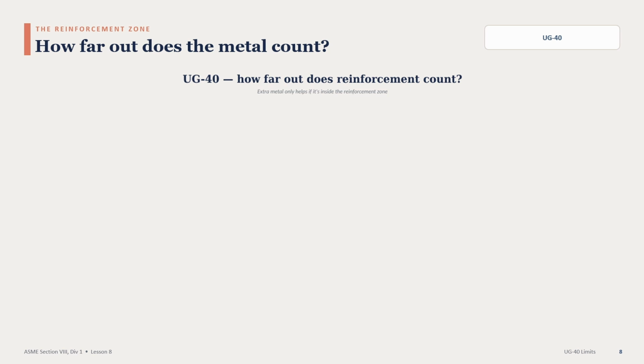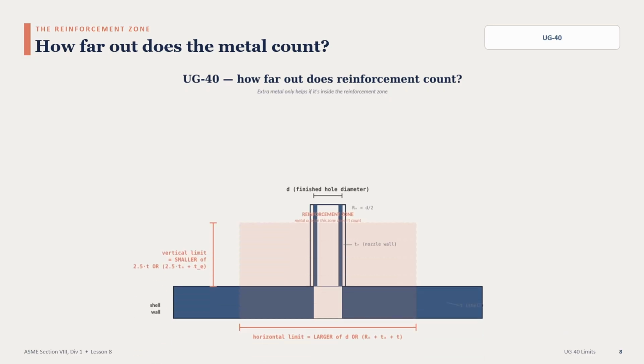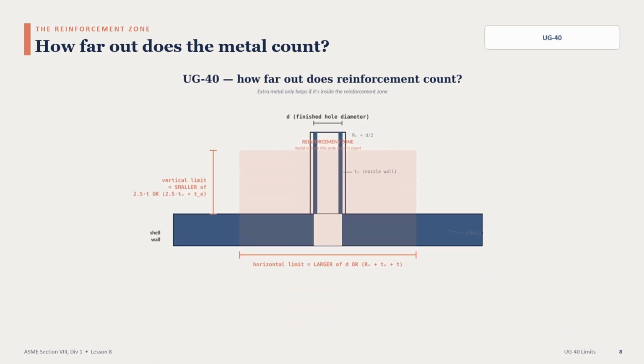Now, here is a concept that trips up almost every junior engineer the first time they see it. If we can add reinforcement, why not just add it wherever? Why can't I count metal from 3 feet away? Answer: because that metal is invisible to the stress concentration.